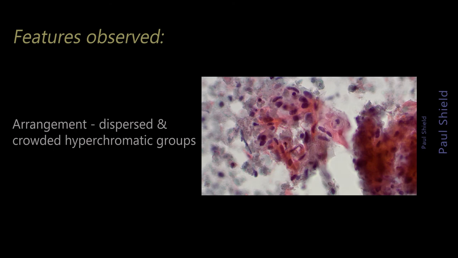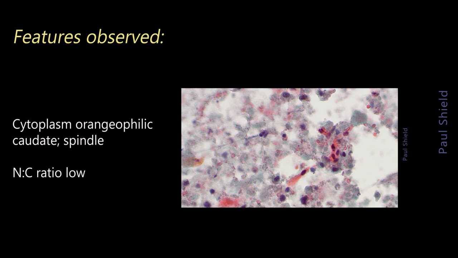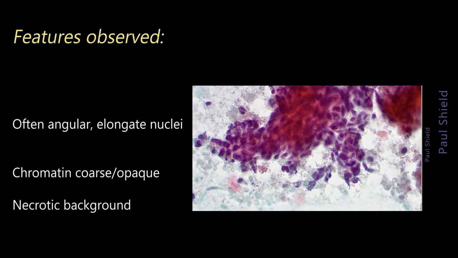So what's your diagnosis? Well, what features did we see? The arrangement of cells was kind of mixed, so there were dispersed, isolated cells as well as loose groups and sheets of cells. The cells were pretty distinctive themselves. They had quite orangeophilic, refractile looking cytoplasm, some caudate and some spindle forms I showed you.